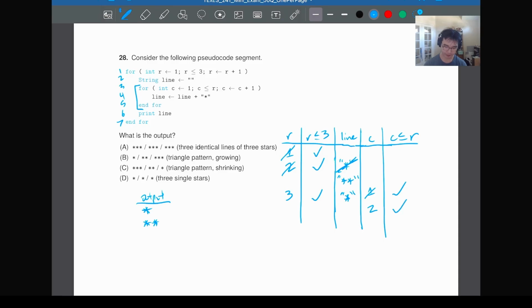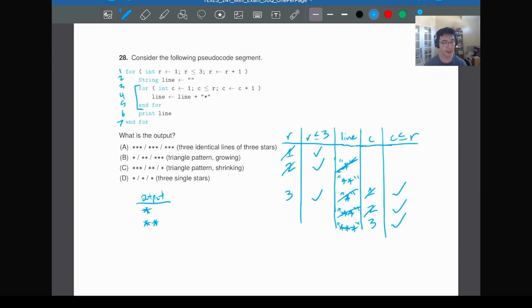That is true. Because the condition is true, I go inside the inner for loop, which is line 4, and I add another star to line. Okay. I go to line 5, which is the end of the inner for loop. I loop back up to line 3, the increment. C is now 3. I go to the condition check. Is 3 less than or equal to 3? That is true. Because the condition is true, I go inside the inner for loop onto line 4, and I add a star to line.